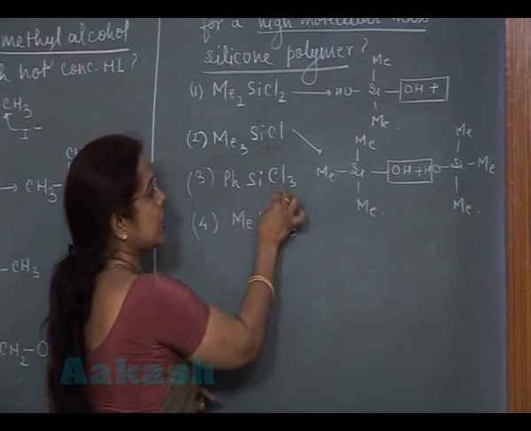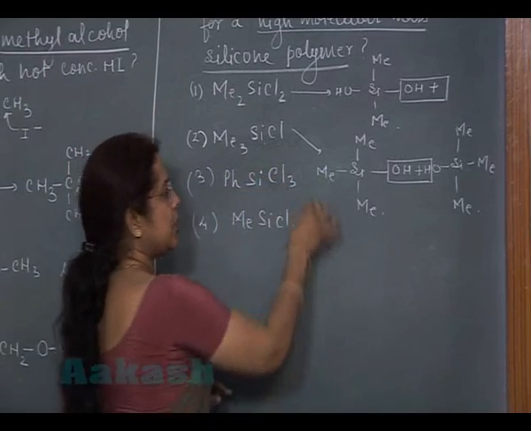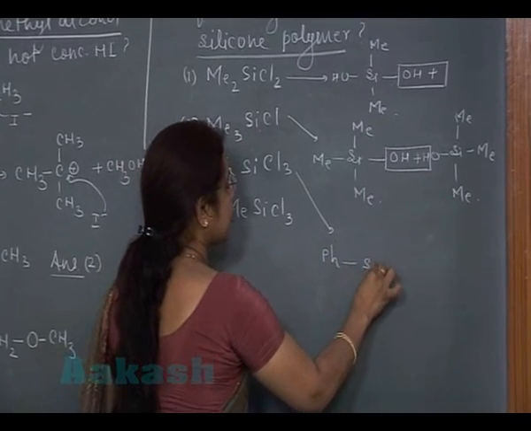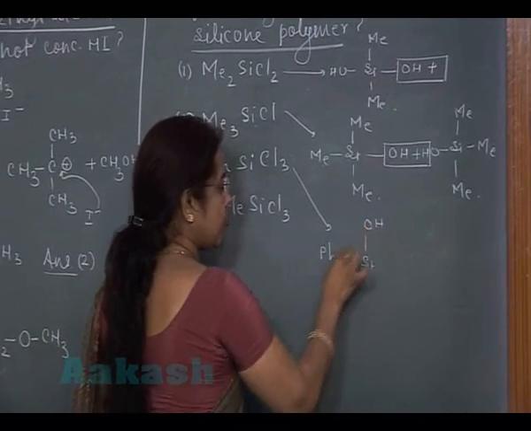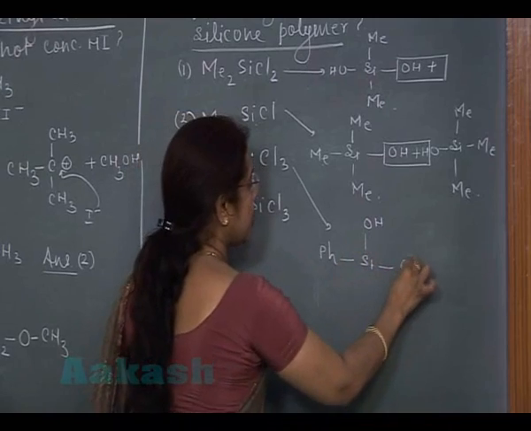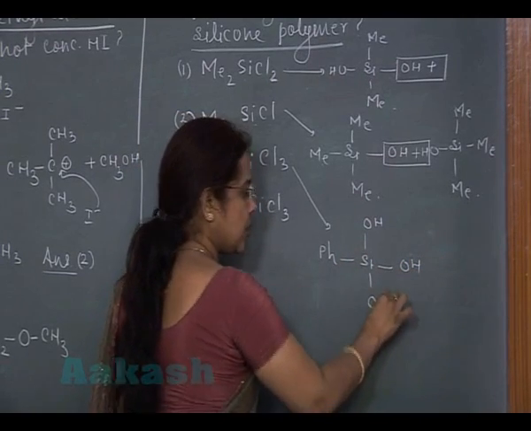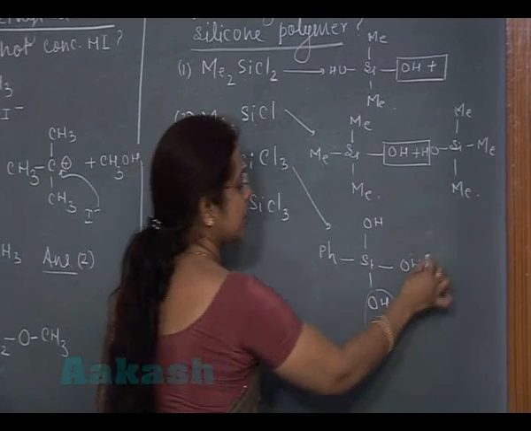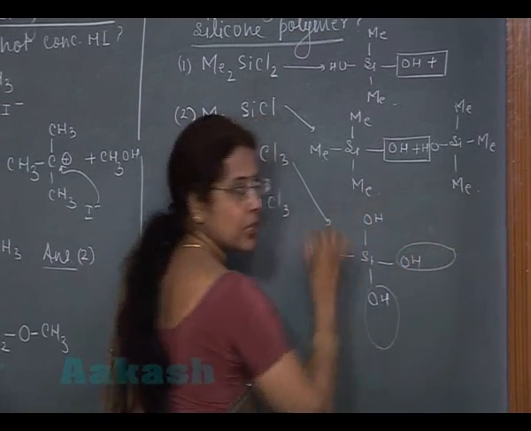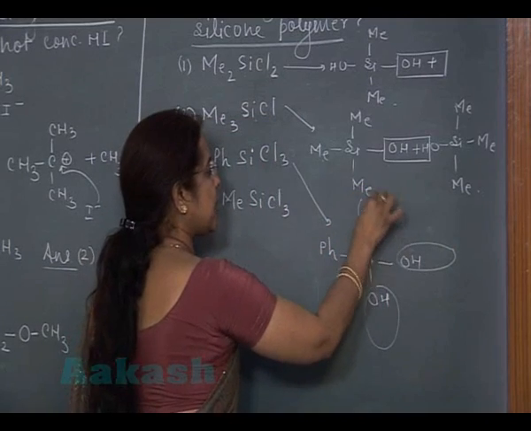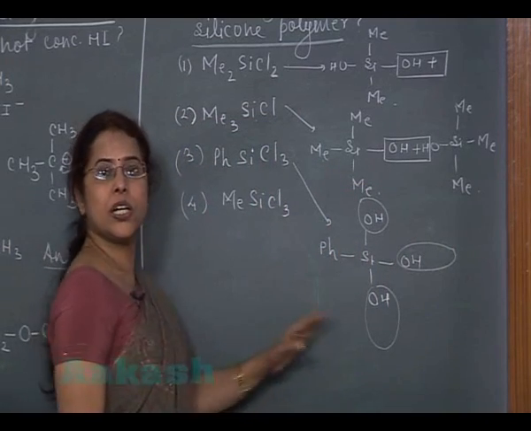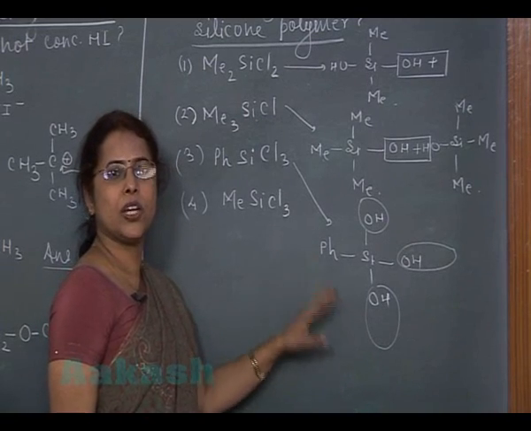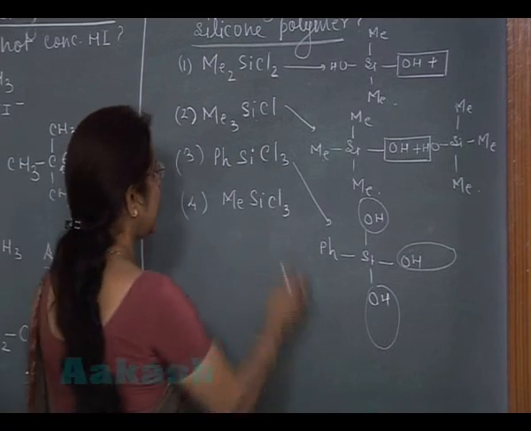In the third structure, there are 3 chlorines. So if this is hydrolyzed, the hydrolysis product will be phenyl group, silicon, OH, OH. It means condensation can take place from this position, from this position, and from this position, resulting in the formation of cross-linked silicone having a very high molecular mass.